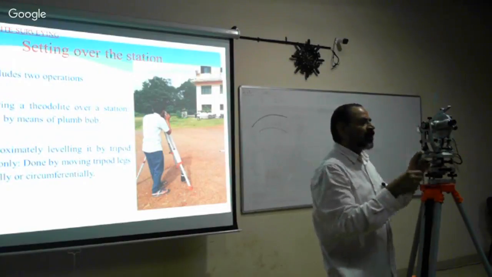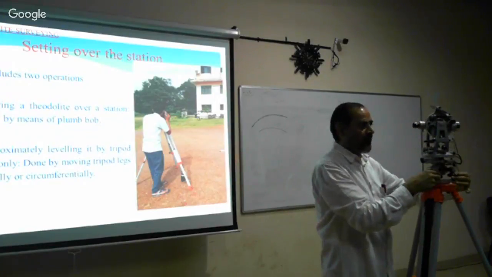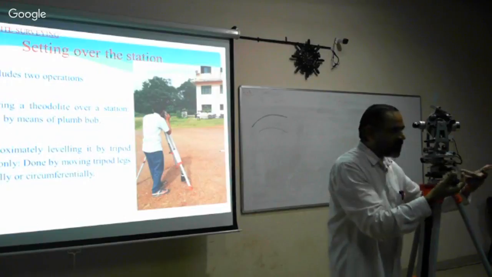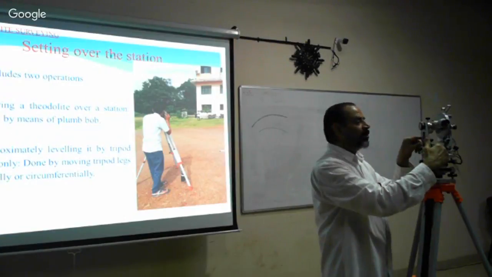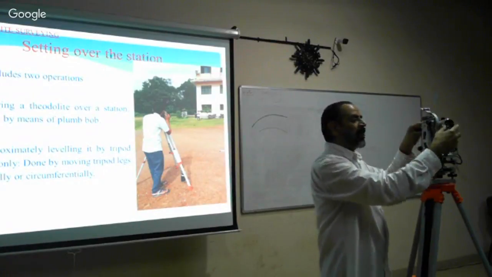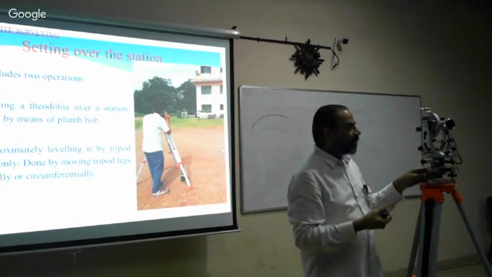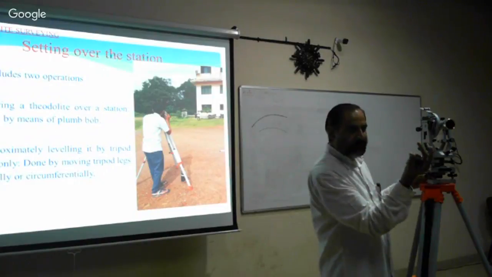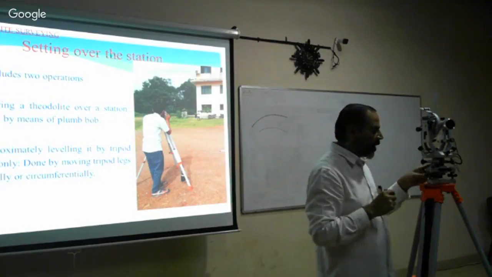Now we have completed the two steps. The first step: bring the telescope over the two foot screws, make it parallel to these two foot screws, and operate these two foot screws either inward or outward, depending upon the movement of the bubble tube. Now, after bringing the bubble to the center, make the telescope perpendicular to these two foot screws and bring it over the third foot screw. Now operate the third foot screw, inward or outward.